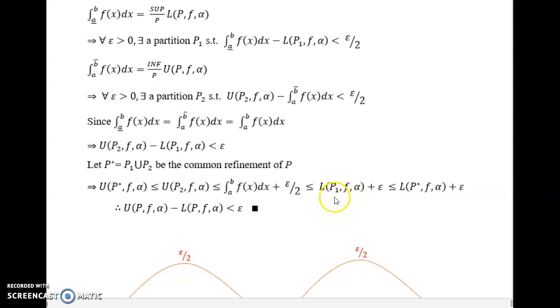So we know that the lower sum for P1 would be less than or equal to the lower sum for the common refinement, but now that we have this epsilon, if I'm adding epsilon here, I'm going to add epsilon to this side as well. So we have now shown that the upper sum of P minus the lower sum of P would be less than epsilon.